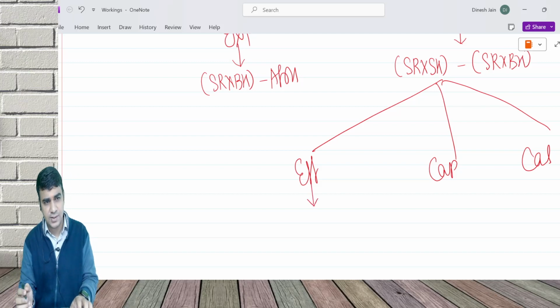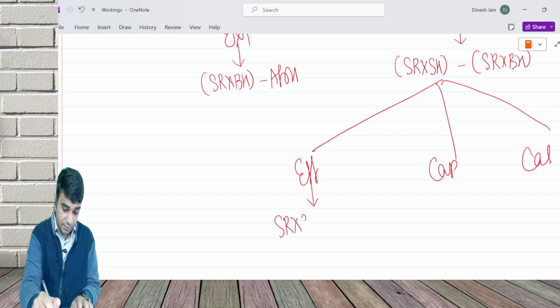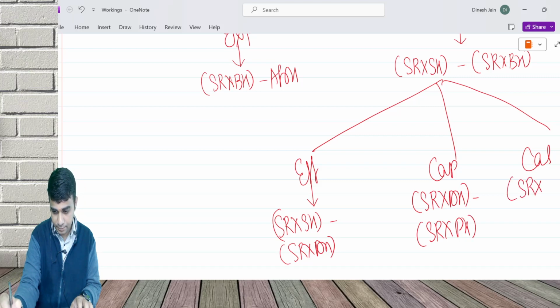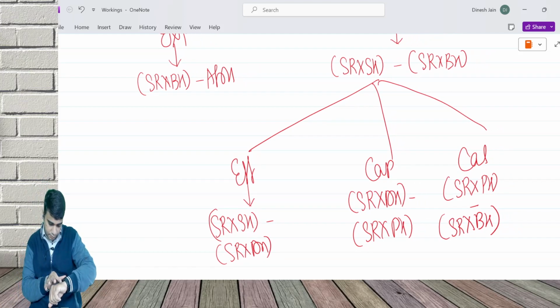How much is the efficiency variance? Sir, what is the formula for efficiency variance? Capacity, calendar. Complete writing the formula.